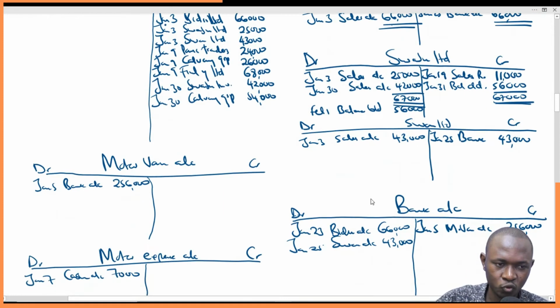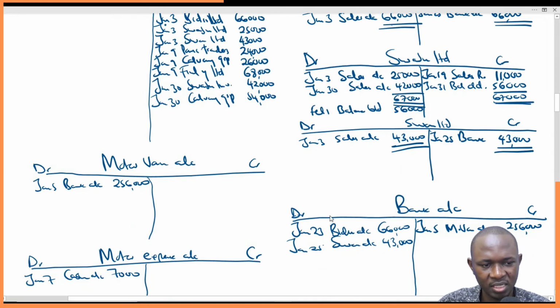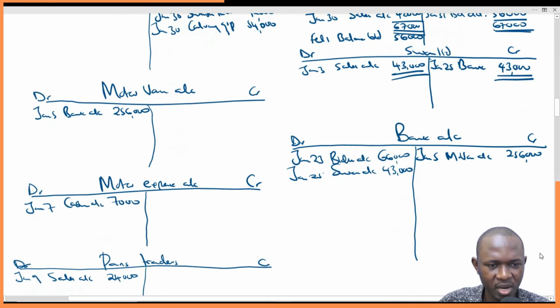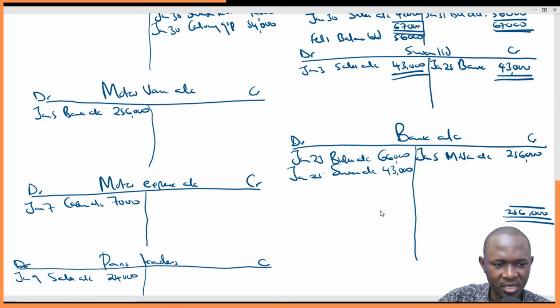Then we have Swan. Swan, just put double lines. That will mean it has balance. Then you have the bank account. Of course, we have 256,000 here. This is the highest figure, and this 256,000 is what will be used as our balancing figure.